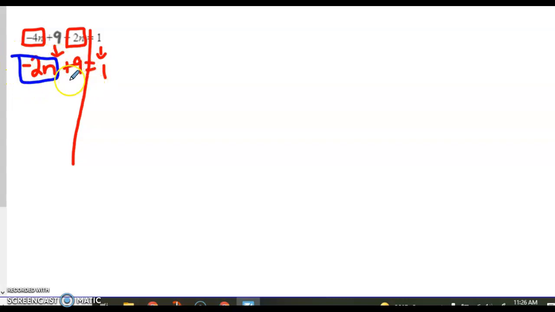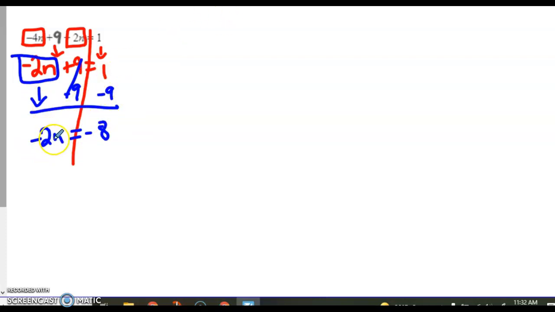We need to get rid of the plus 9. The opposite of adding 9 is subtracting 9. So I'm going to do that on each side. 1 minus 9 is negative 8. And we can bring this -2n straight down.